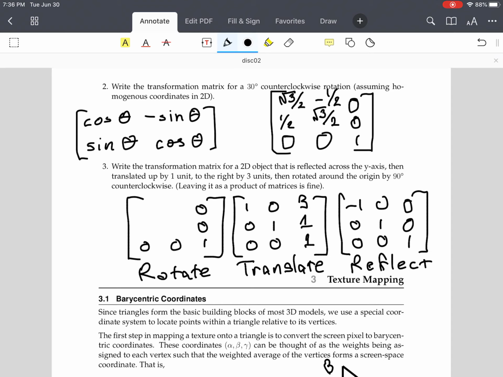Okay, now cosine of 90. Cosine of 90 is 0. Sine of 90 is 1, so -1, 1, 0. Okay, and there we go. We have our matrices. Rotate, translate, reflect. They're in the right order because we want to do reflection first, then translation, then rotation. And that's your answer. If you want to multiply it out, you absolutely can. You'll get another 3 by 3 matrix that will have the combination of these, but it's perfectly fine to leave it like this also. Okay, so let's keep going.